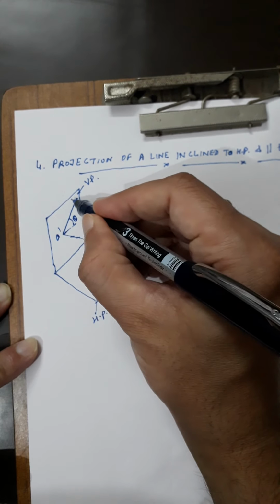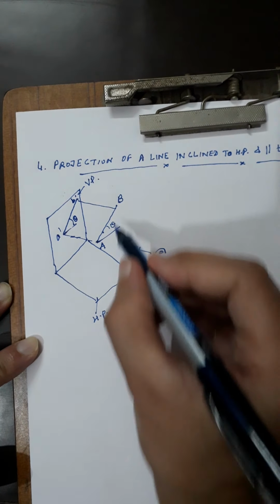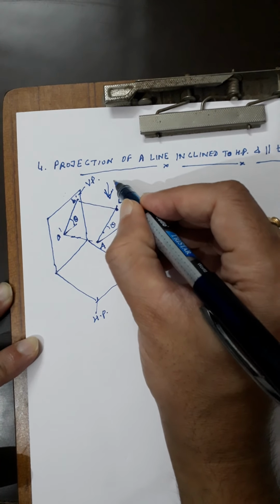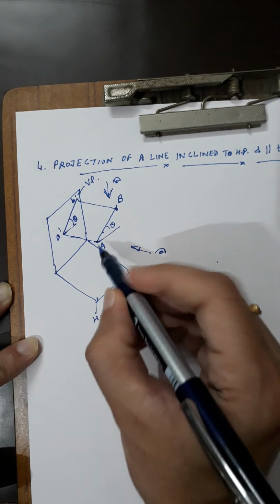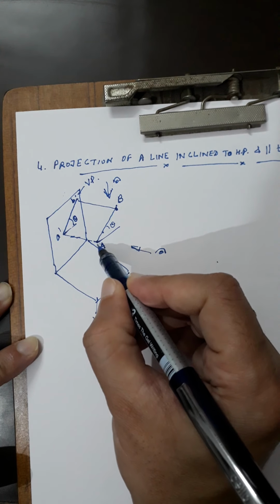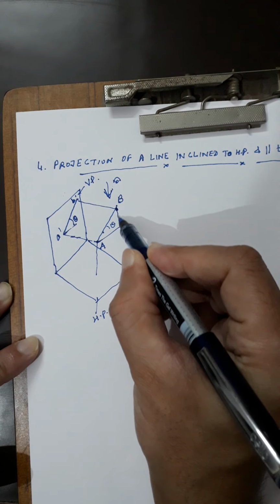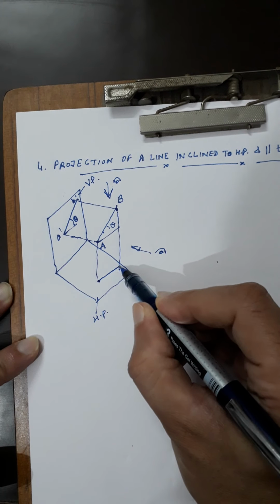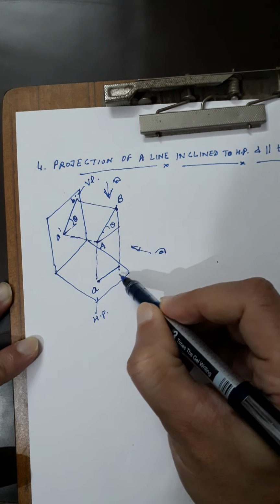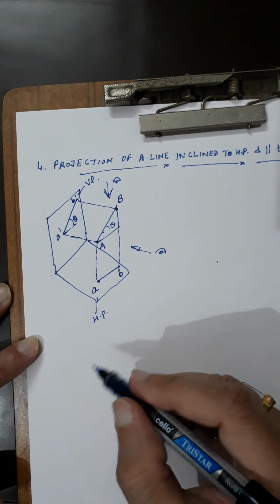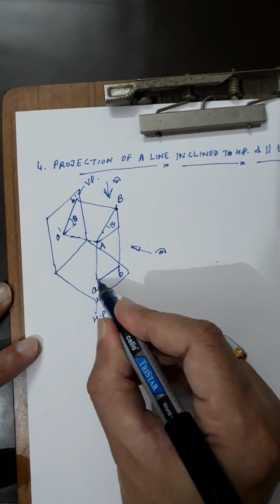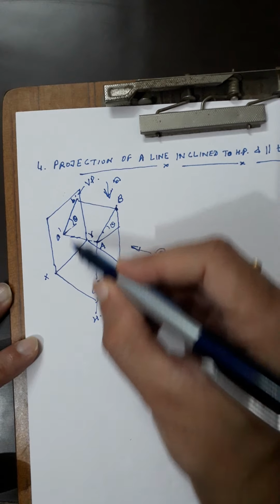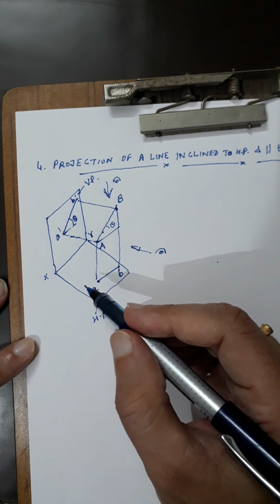So it will be A dash B dash, but when you project it just below this, on HP, it will not show you the true length. You will get some foreshortening of the length, but it is parallel to VP. So this length is parallel to VP. You get to see AB. So this is the top view. In the top view it will be a simple straight line parallel to XY, whereas in the front view it will be an inclined line, with true length and with the actual angle of inclination theta.